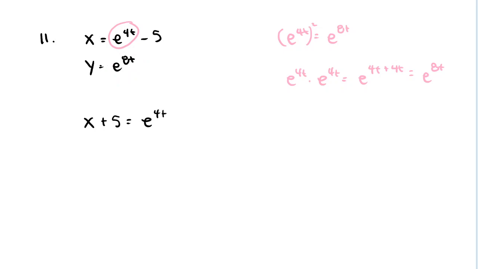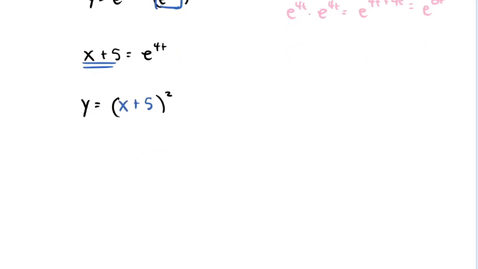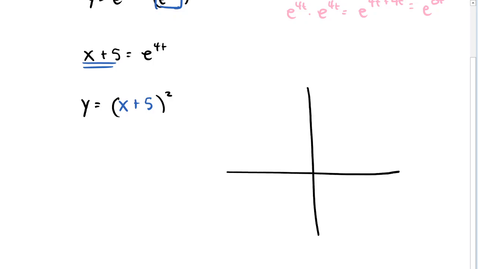And here I know that e to the 8t is e to the 4t squared. So what we're saying is that y is the same as e to the 4t squared, but e to the 4t is the same as x plus 5. So really, y is the same as x plus 5 squared. And so if we graph this rectangular equation, or Cartesian equation, this is a parabola.